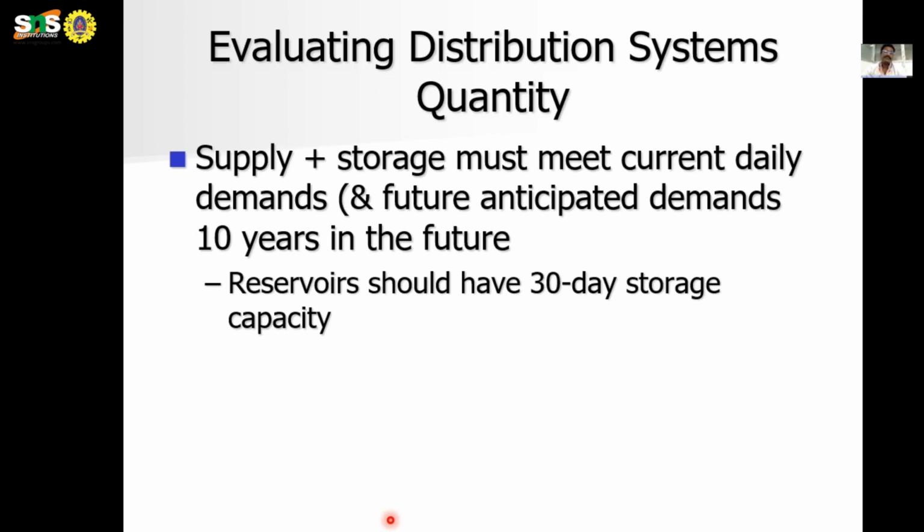So evaluating the distribution system quantity: how can we ensure how much amount of water we are supposed to supply? We have to go for at least a 10 year prediction. We have studied different methods to predict the water demand using the population and the current scenario. So we have to predict the population for 10 years, and our water supply system should ensure that it will withstand for 10 years.